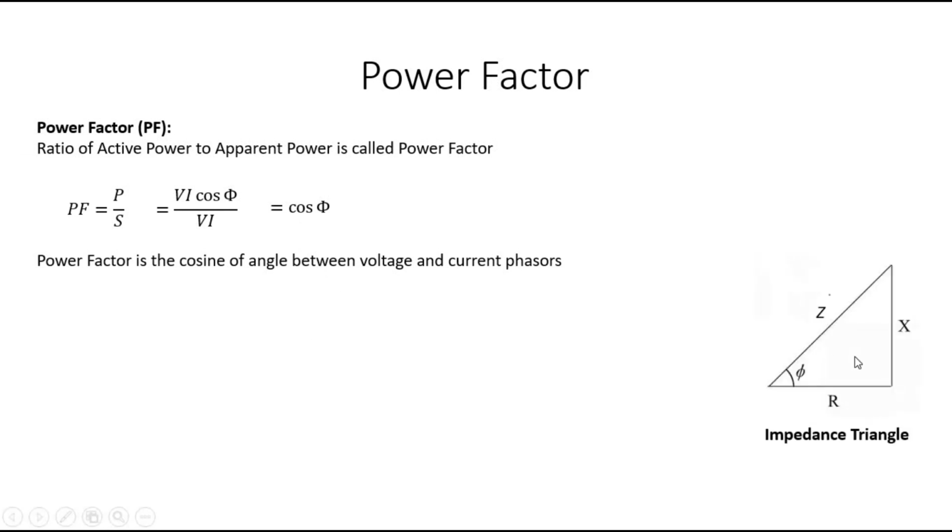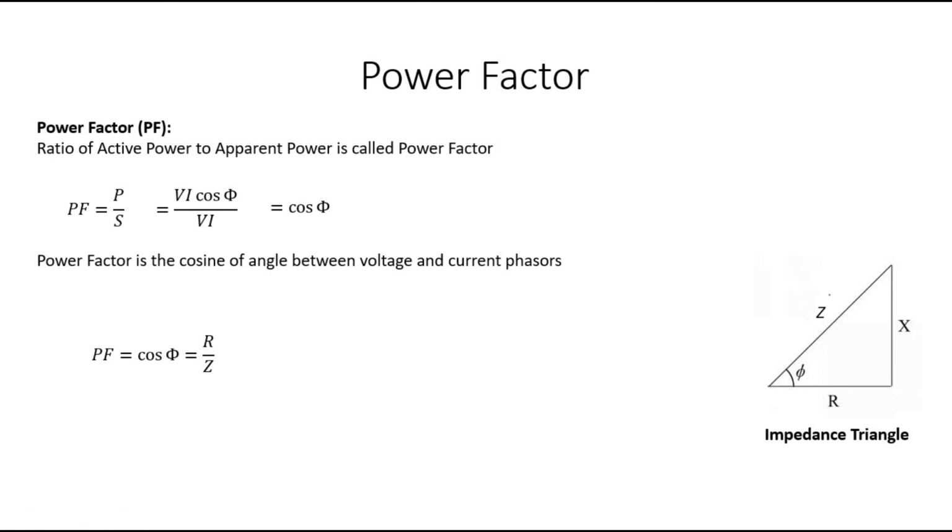Again, if you are considering the impedance triangle, the angle is same, phi. For a power triangle and impedance triangle, angle is same, phi. So from impedance triangle, we can find power factor as cos phi equal to R by Z. Okay, adjacent side by hypotenuse, R by Z. So we can also find the cos phi by circuit parameters, R by Z.